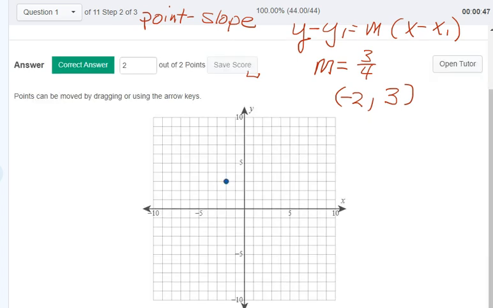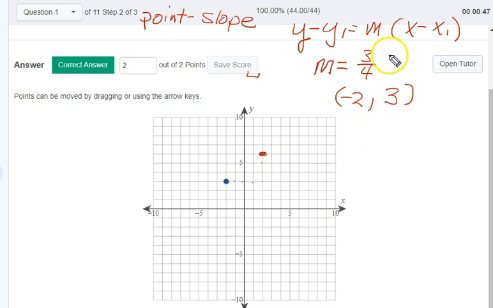So in this next part, they're asking you to plot this point, -2, 3. So we go over 2, up 1. And now we want from that point a slope of 3/4. So we're going to go over our run, 1, 2, 3, 4, and now up 3. 1, 2, 3. So we put a dot right there.